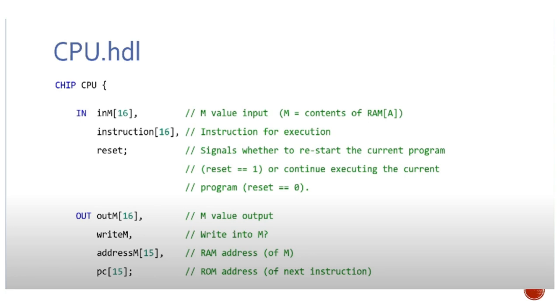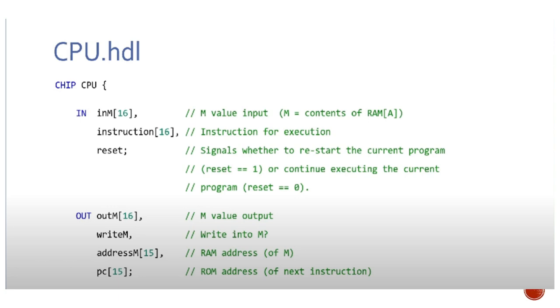As shown in this code, the input pins of the CPU consist of the 16-bit inM. In the beginning of the code, the line specifies the interface of the Hack CPU, which consists of the chip name, that is CPU, and the input and output pins as I mentioned before.